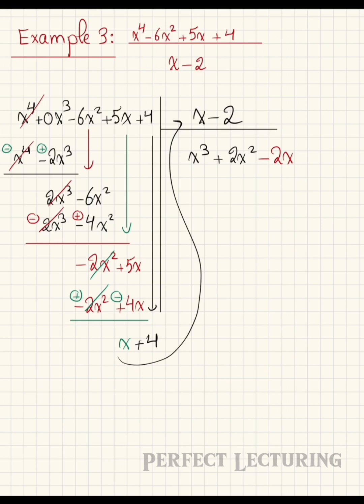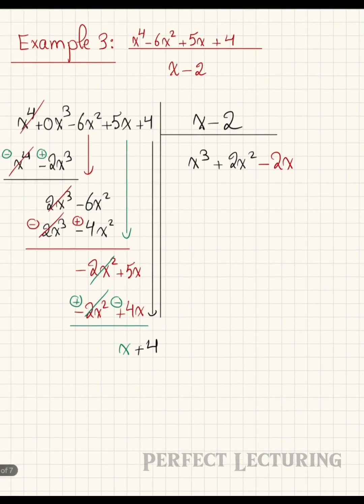So x divided by x, that is 1. And then I multiply, so this becomes x minus 2. Change the signs, minus and plus. And finally, we get 6, which is our remainder. And that's the third example.